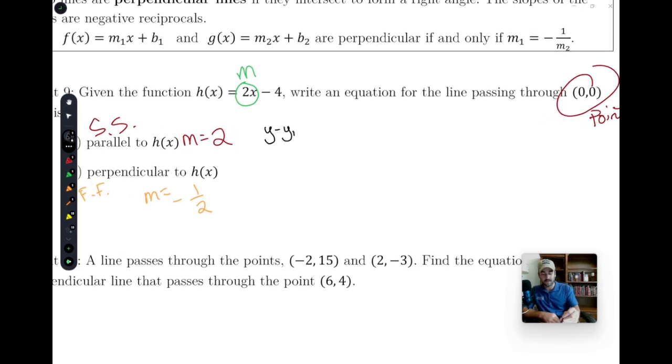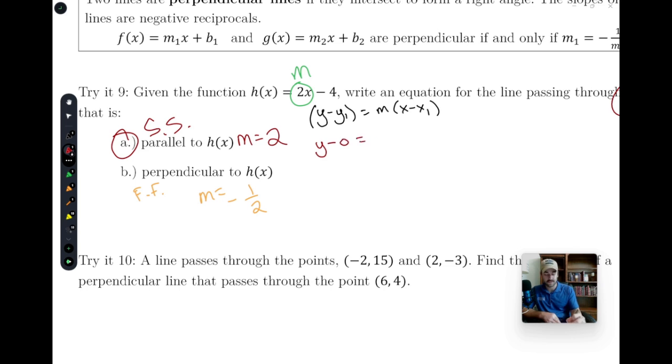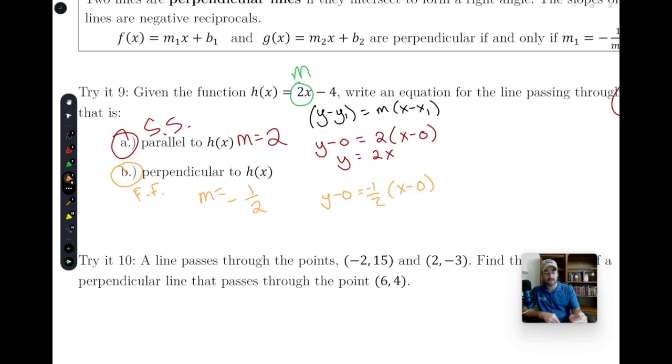I'm going to write this for both of them so we don't have to write it twice. And we'll just plug and chug 2 different times. Equals m x minus x1. So for this first one, this is the red one, the parallel line. We're going to say y minus 0 equals 2x minus 0. So really y equals 2x. That's not a nice, easy line. And for the orange one, for the perpendicular, we'll say y minus 0 equals negative, I almost missed that, 1/2 x minus 0, or y equals negative 1/2 x.